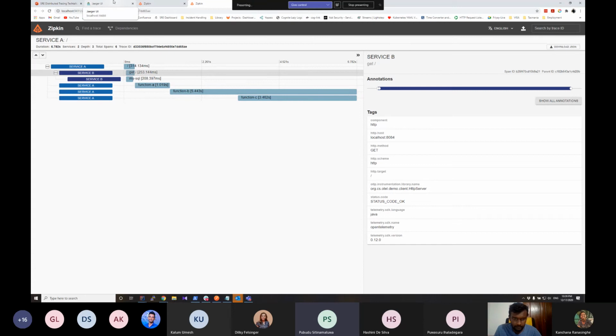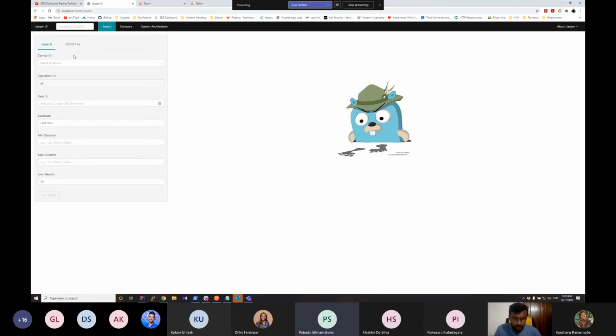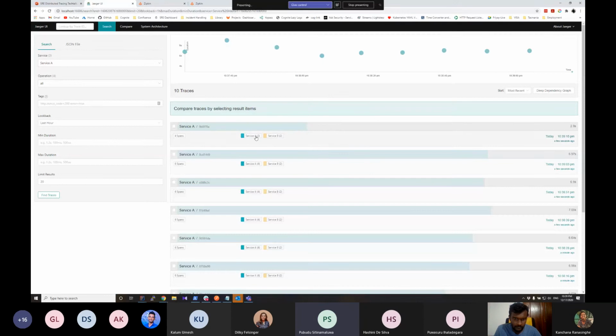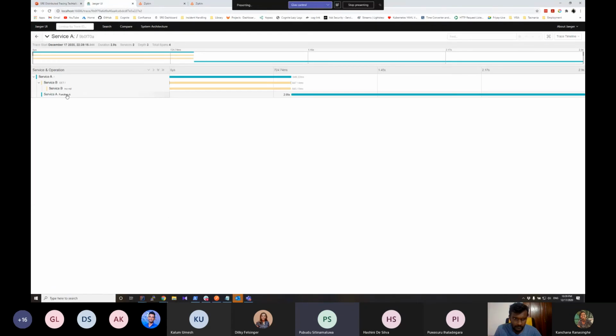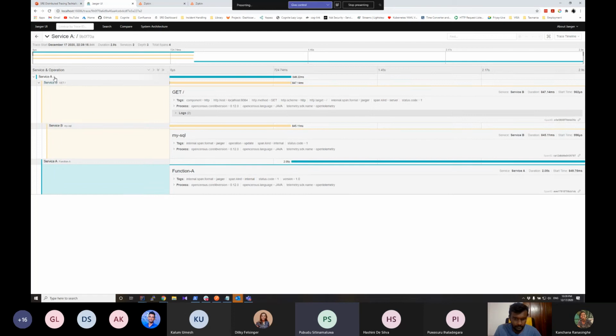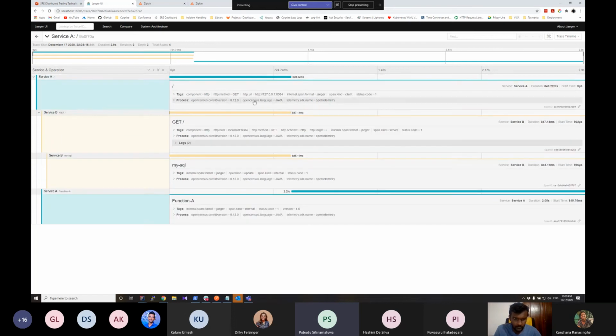So if we look at Jaeger, now I have two services. As you can see, I will choose A and go to a span. So this is a different UI. You can see how my functions went, how long it took, and what their attributes are.